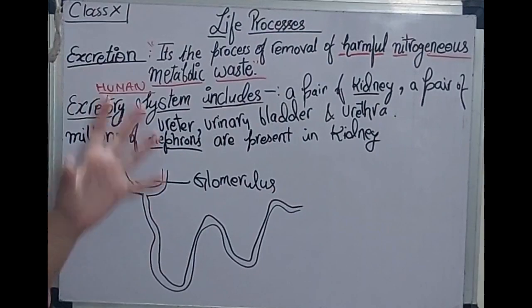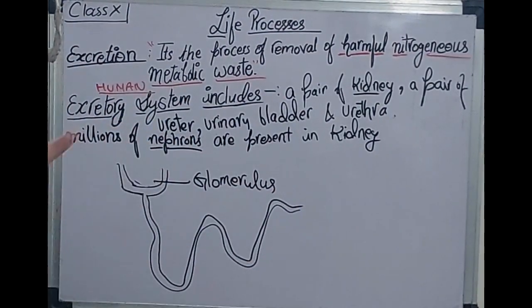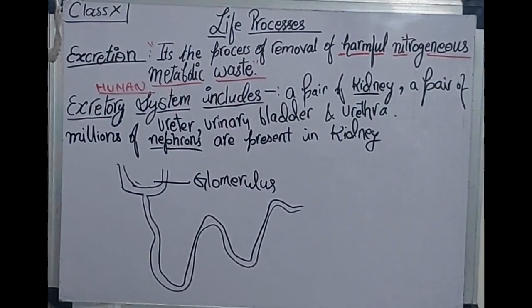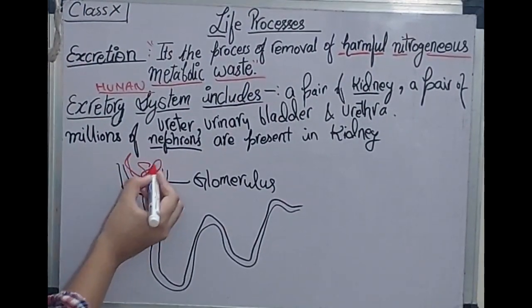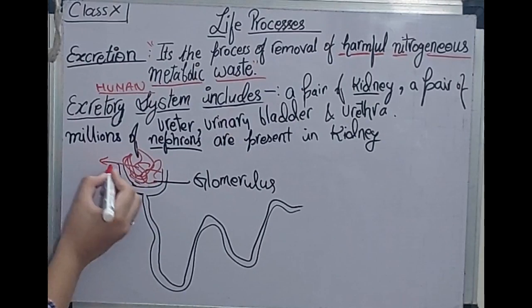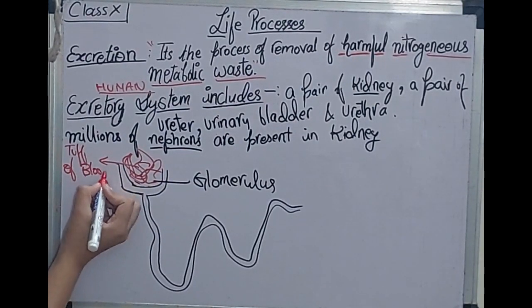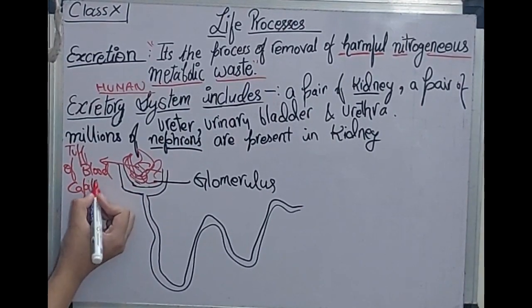So you can understand that nephrons are actually very small. It is the structural and functional unit of the excretory system. Meaning the main filtration takes place in nephrons. Okay, the main function of filtration takes place in nephrons only. The nephron structure is something like this, although you need to practice the structure very well. And it has a tuft of blood capillaries.